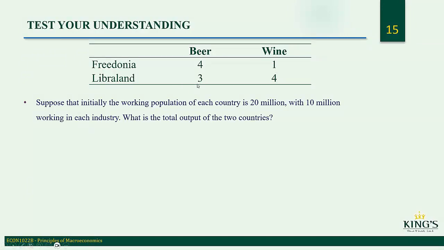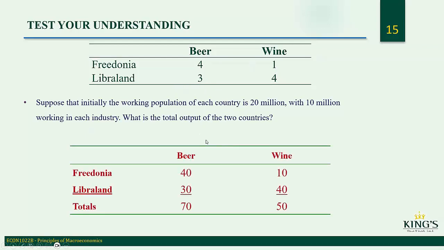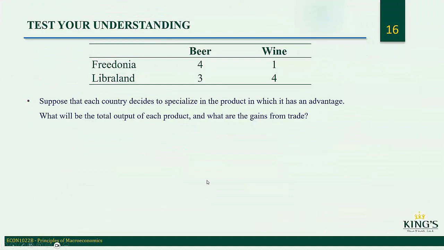And then, again, do the same. And when we do that, this is the total amount of production we would get. So Fredonia would be able to make 40 million units of beer and 10 million units of wine, 30 million of beer for Liberland, and 40 million of wine. So the total economic pie of beer and wine would be 70 plus 50 if they were to each specialize.